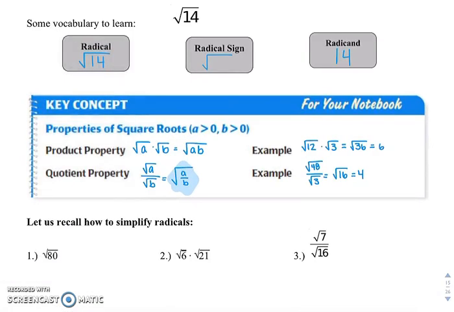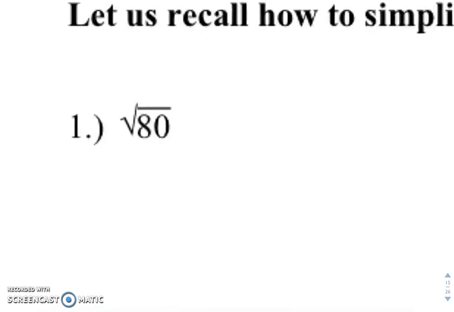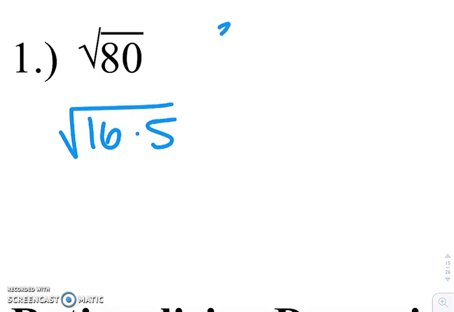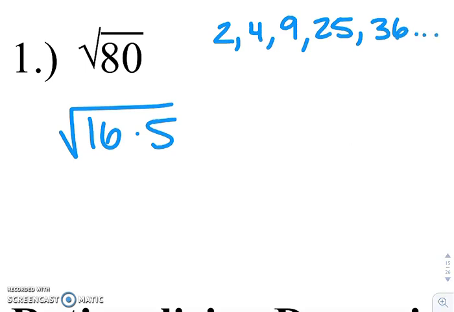So let's go down and work with just some simplifying to refresh our memory a little bit. So you're looking for perfect squares. So like 80 would be the product of 16 times 5. You're looking for those perfect squares. Remember 4, 9, 25, 36. I forgot 16, the one I just used, but you're looking for those perfect squares that are divisible or go into the number underneath the square root. So 16 and 5. So this would be 4, square root 5 is still left.